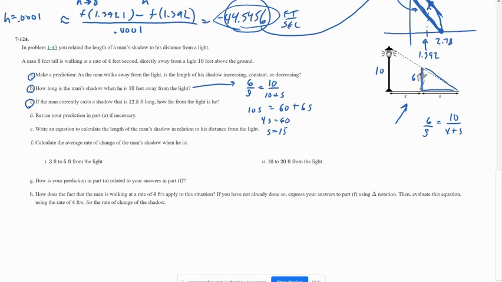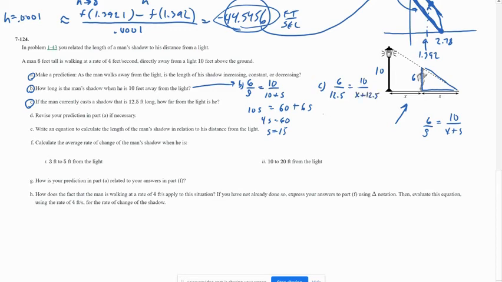If the man currently casts a shadow that is 12.5 feet long, how far is he from the light? So we put in s equals 12.5. So this was part B. So for part C, we're going to say s equals 12.5. 6 over 12.5 equals 10 over x plus 12.5.